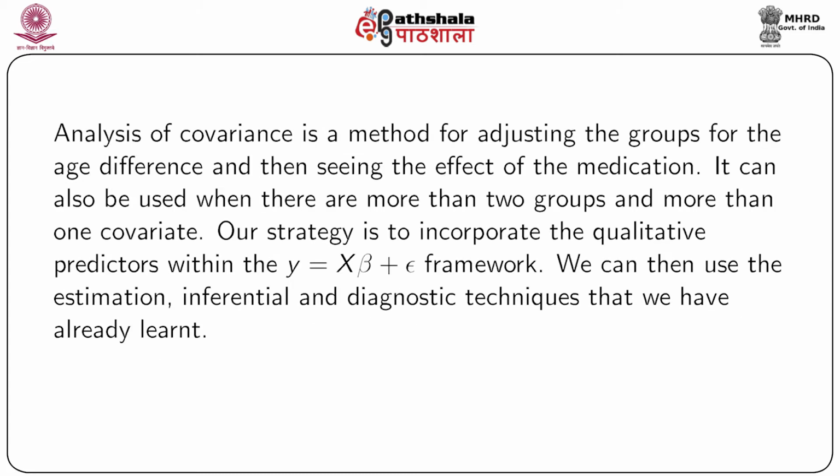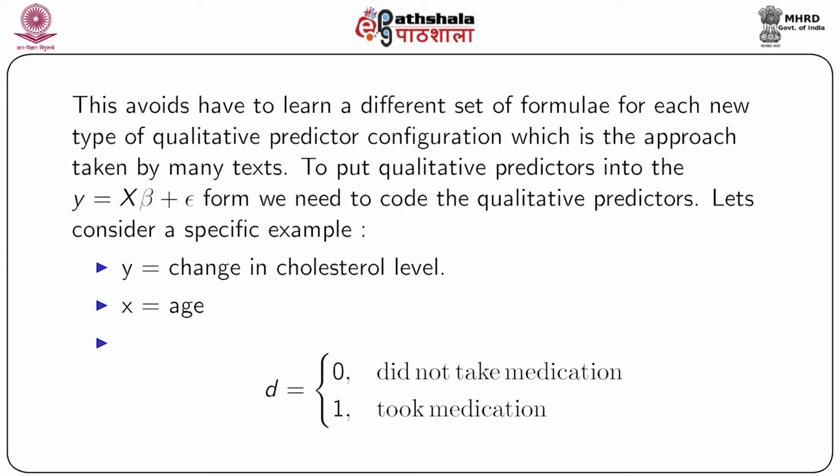So analysis of covariance is a special form of the linear model. So our strategy is to incorporate the qualitative predictors within the linear model structure, which is y equals X beta plus epsilon, and it is the X which is the collection of the factors as well as the different continuous covariates. So we can then use the estimation, inferential and diagnostic techniques that we have learnt already while discussing regression analysis. So this avoids having to learn a different set of formula for each new type of qualitative predictor configuration, which is the approach taken by many texts.